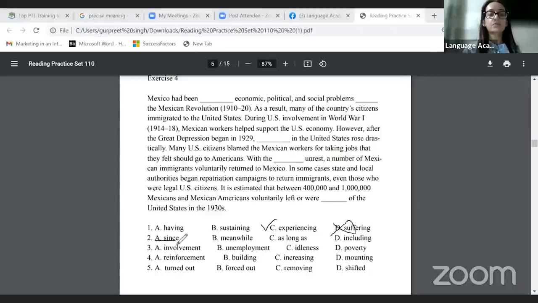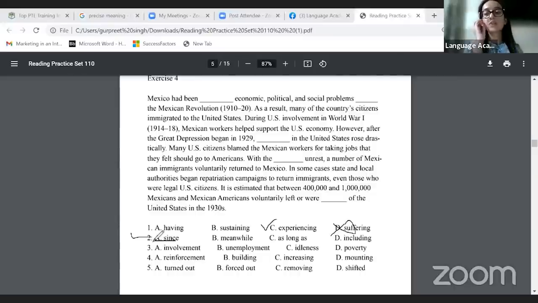Since comes with when you want to say from that time period. Meanwhile, when one thing was happening at the same time, as long as the Mexican Revolution doesn't make sense and including also doesn't make sense. So have to go with since. Means from the time of Mexican Revolution, they are facing these problems. They are experiencing the problems.